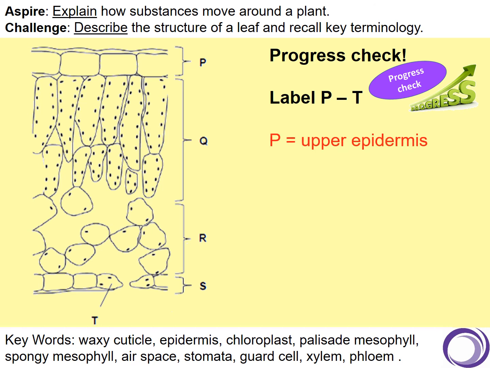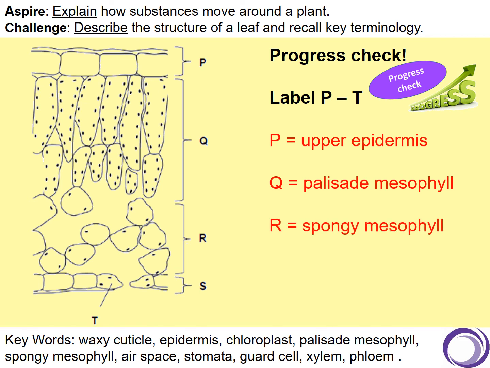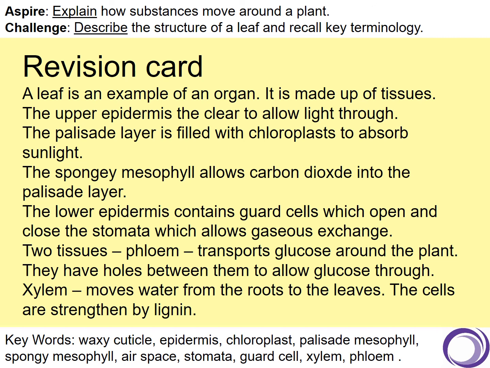Okay, so P is the upper epidermis, and you may have put waxy cuticle as well in there. Q is the palisade layer. R is the spongy mesophyll. S is the lower epidermis, and those cells there for T are guard cells, and the other little hole bit there is the stoma. So if you're going to make a revision card on this, these are the things I suggest you put on. Remember, this is biology paper 1, so I suggest you put B1 at the top, so you know which revision cards you are looking at before the exams or the night before the exams.